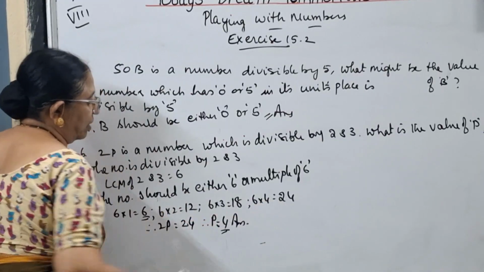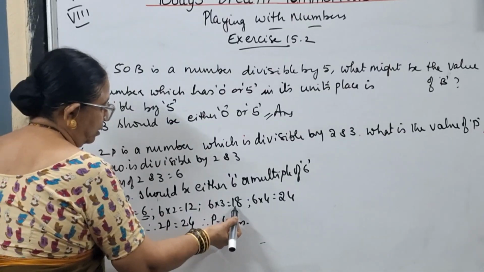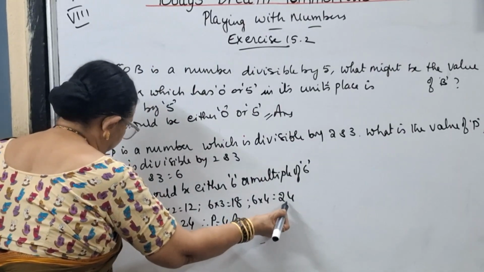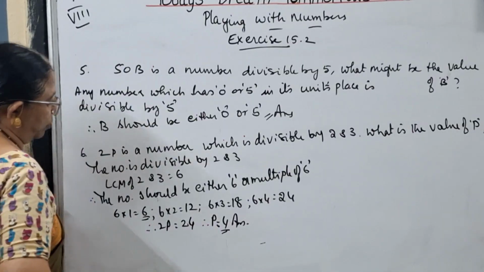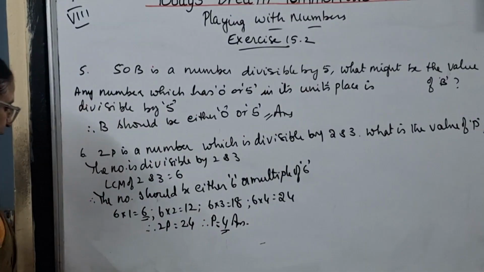It is which is having in tens place 2. Here tens place 1 is there. Here tens place 1 is there. But only here tens place 2 is there. So we have to consider this number 24. So 2p is nothing but 24. That means p value is 4, children. Please note it down.